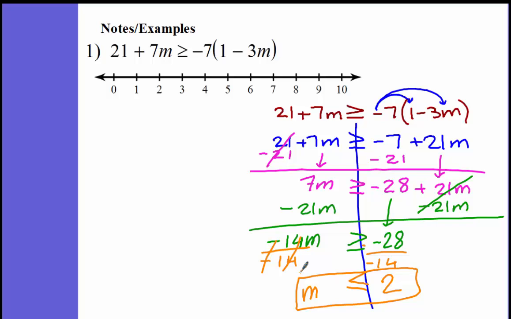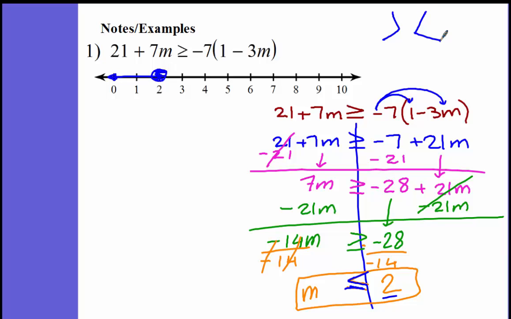Next, I will graph this. Grab the 2 and circle the 2. Boom, right there. Shade it in because it has a little line at the bottom that means equal to. So equal to 2, and m is less than, and less than is to the left. Ta-da! Easy.